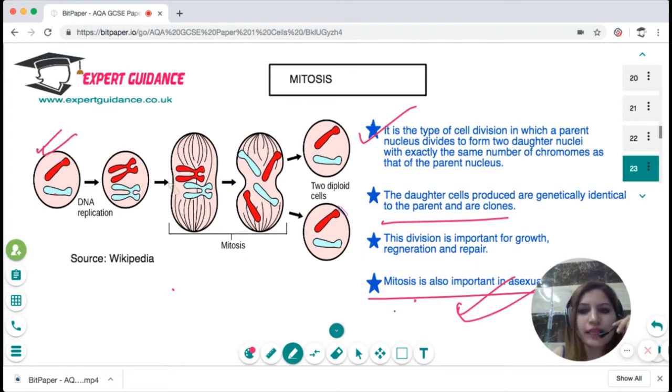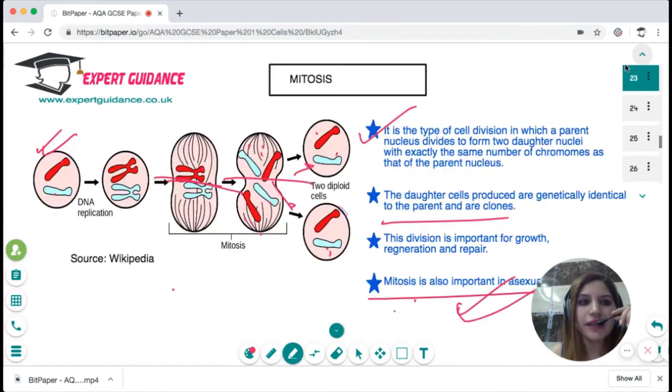Once they duplicated, they line up at the center through these spindle fibers. The spindle fiber shrinks and breaks them from the middle so that each end now has 2 chromosome copies, and then the nucleus divides. So we get 2 daughter nuclei with exactly the same number of chromosomes as the parent nuclei.